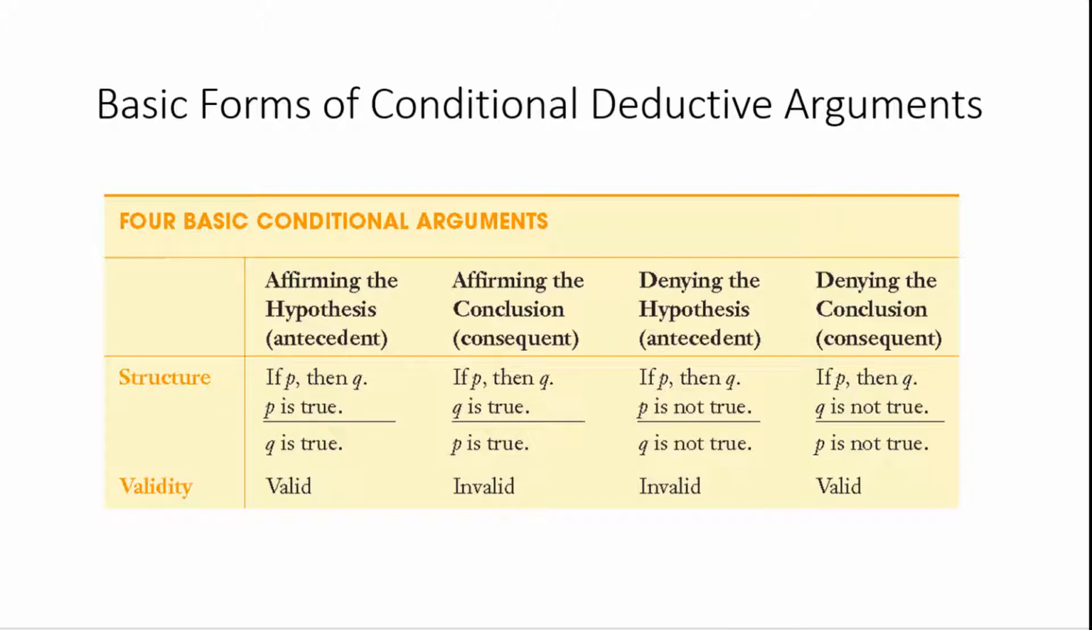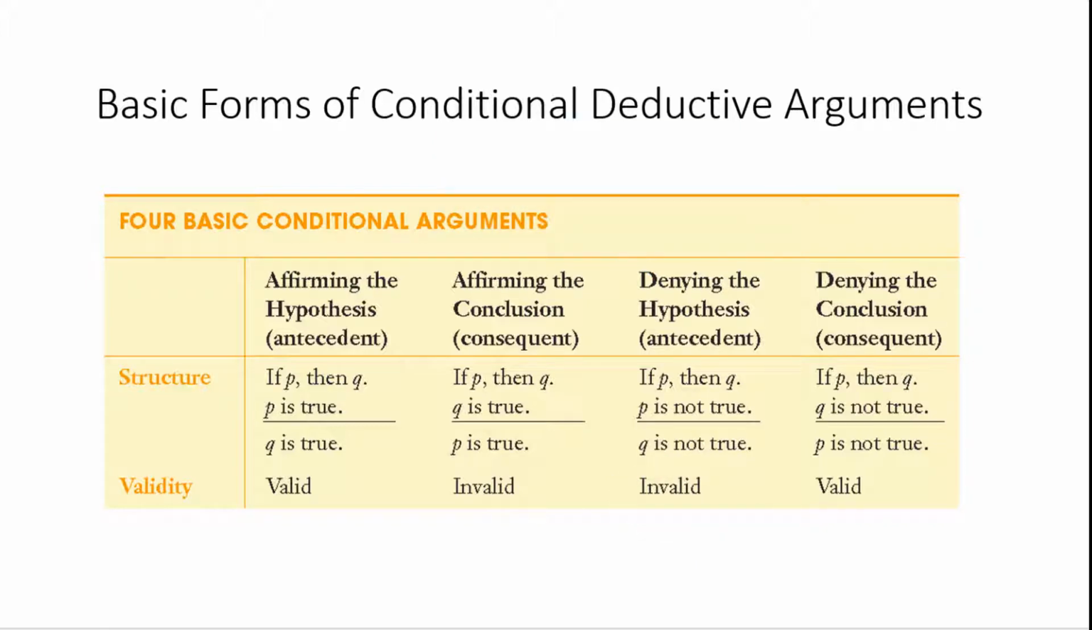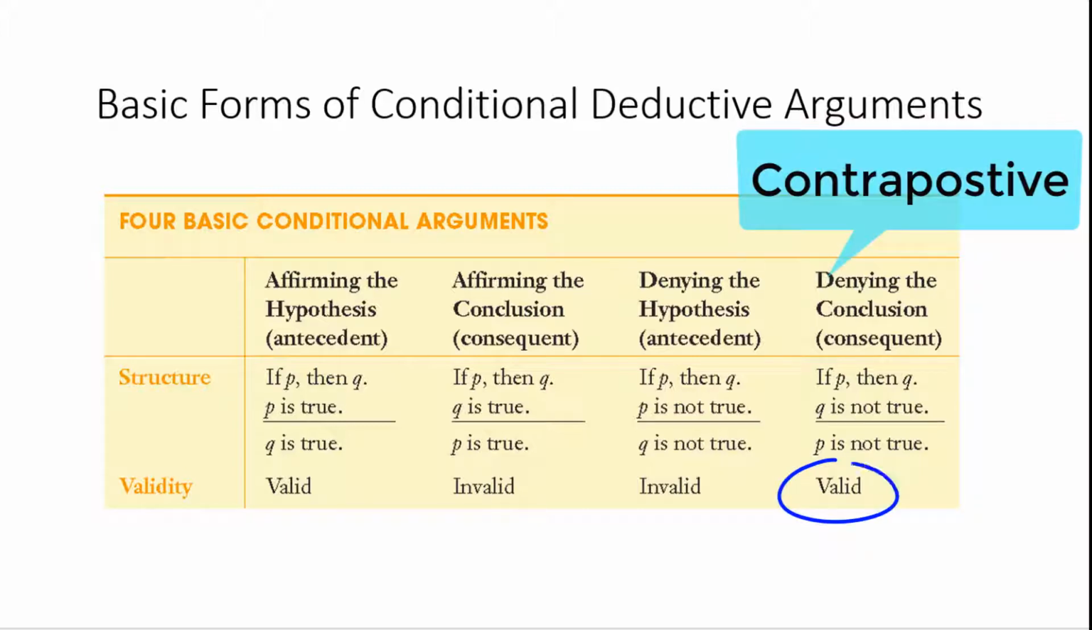Denying the hypothesis. If P then Q, P is not true, then Q is not true. Symbolically, we would have P implies Q, not P, therefore not Q. It is an invalid argument, and this is the inverse of the implication. And finally, denying the conclusion. If P then Q, Q is not true, P is not true. That is, we have P implies Q, and not Q implies not P. Let's observe this is a valid argument, and this is the contrapositive.